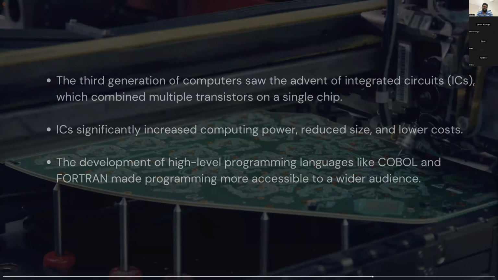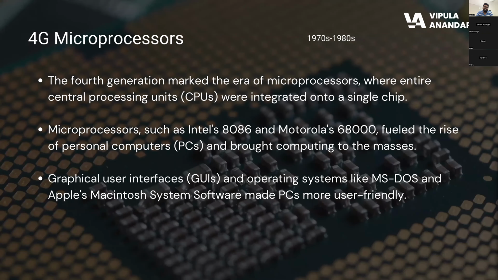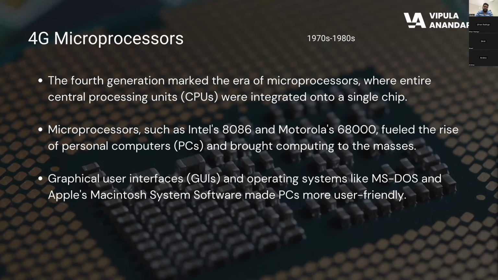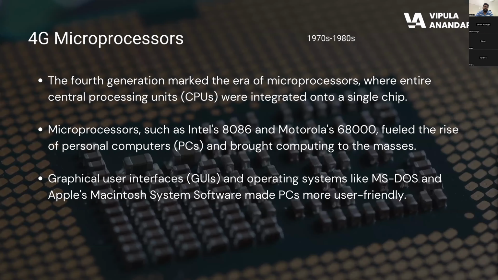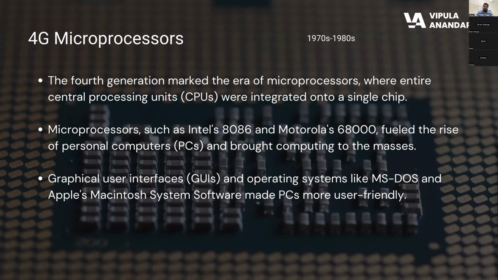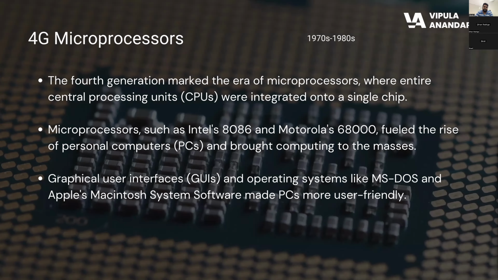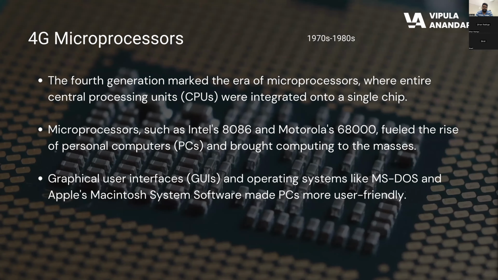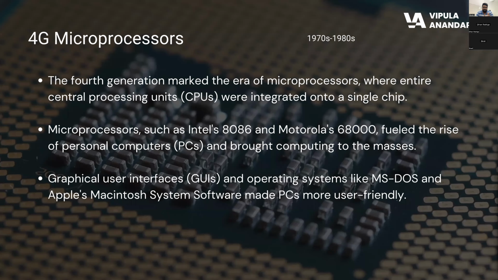Okay. So then we go to the next stage, the fourth generation, which is the point where we were introduced to the microprocessors. So 1970s to 1980s.